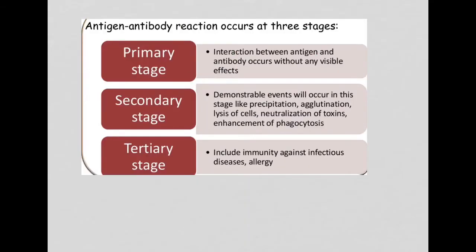Whether this is in vitro or in vivo reaction, there are three stages of antigen antibody reaction. Primary stage is interaction between antigen and antibody, but without any visible effects. Okay, we cannot see any effects, but antigen and antibody will come to close proximity with each other and try to form weak bonds. Okay.